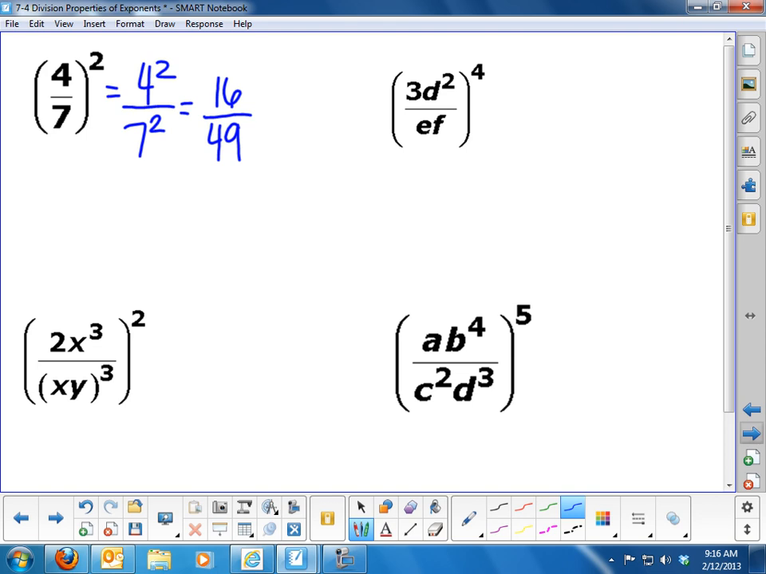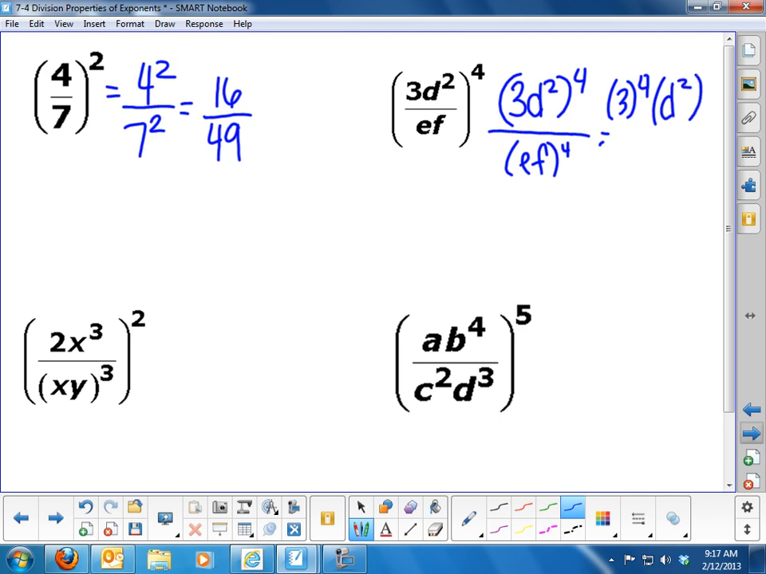Let's move on to the next problem. I have 3d squared over ef, all of that to the fourth power. So I'm going to write my numerator. All of that gets raised to the fourth power. I'm writing that in parentheses, and then all of my denominator gets raised to the fourth power. So right now, I need to take care of my multiplication property first, which when I see the numerator, I see that everything in the numerator must be raised to the fourth. These are old rules, guys, that we've learned. And then everything in my denominator gets raised to the fourth.